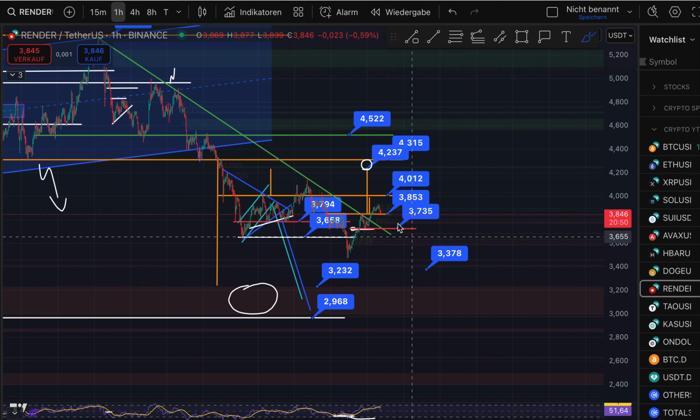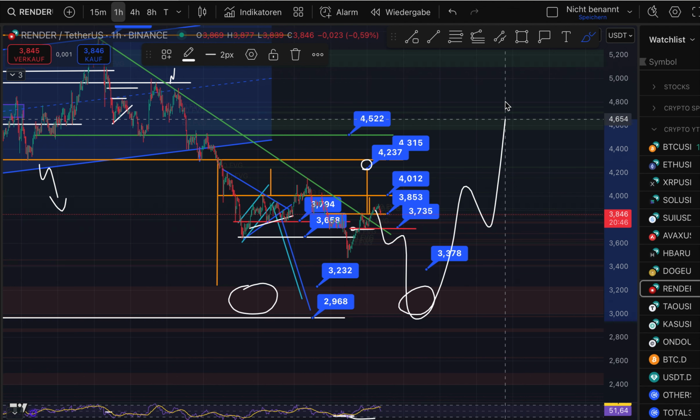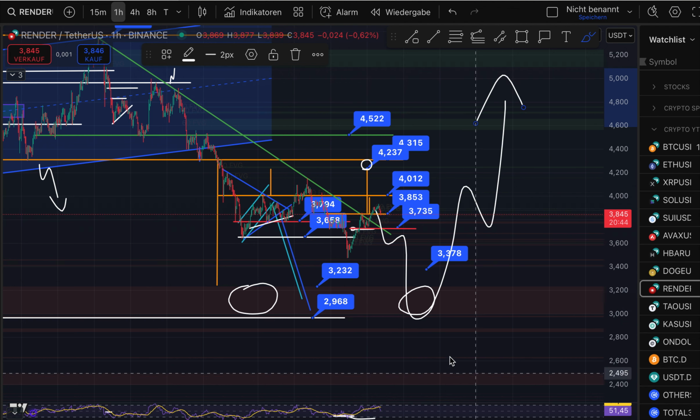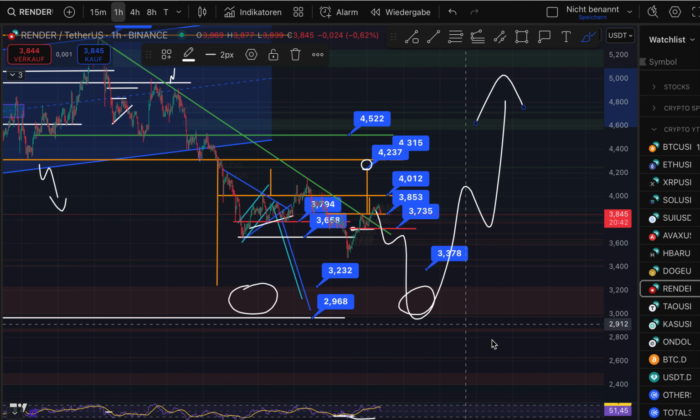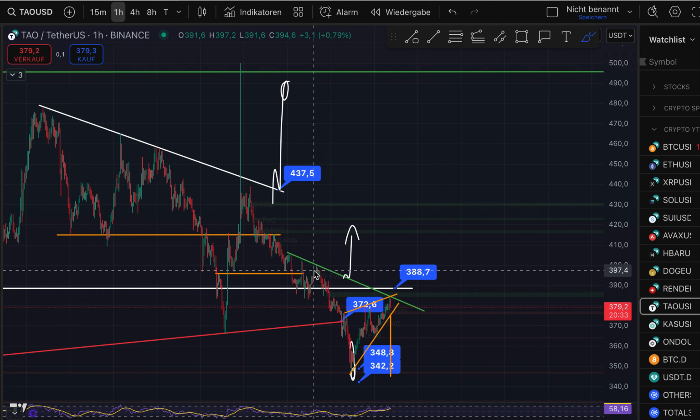The fair value gap at $3 should get filled, and then we can push to the upside without any fear of getting lower prices than $3 afterwards, because there is no liquidity lower than $3. So why should the market get there? So let's jump into the next coin. What about TAO?